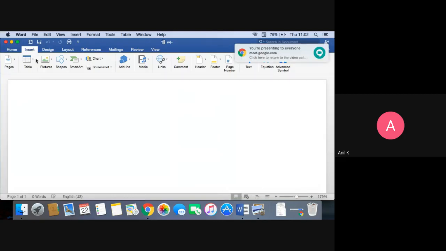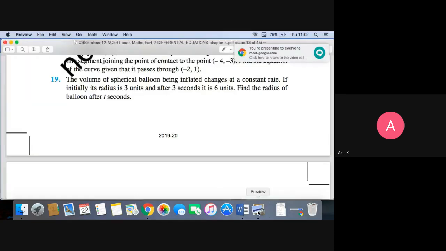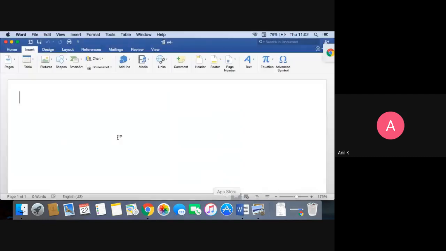Okay, rate of change of the volume. What is the question number? This one, question number 19. 9.4 exercise, question number 19. Okay, let me insert the equation.